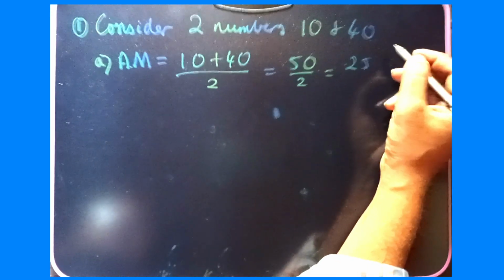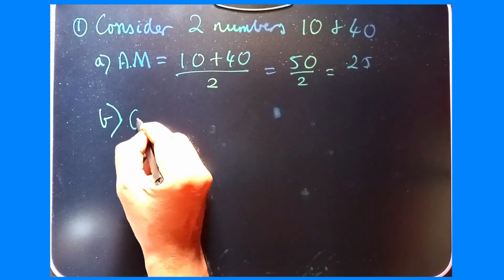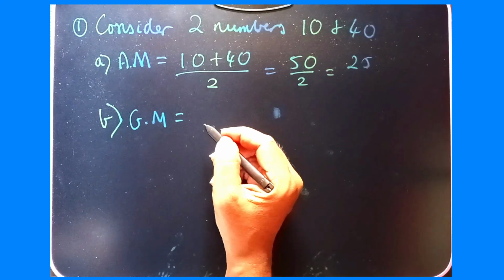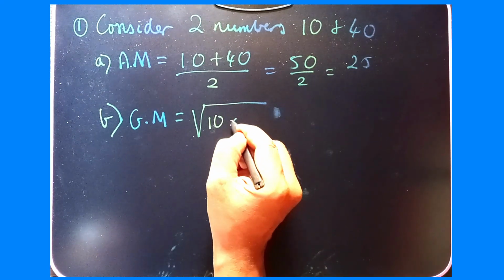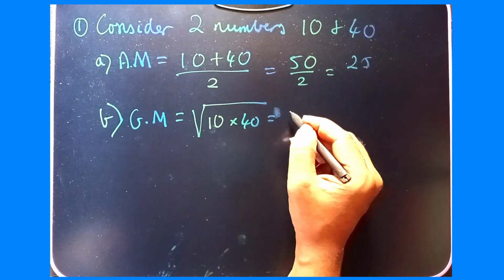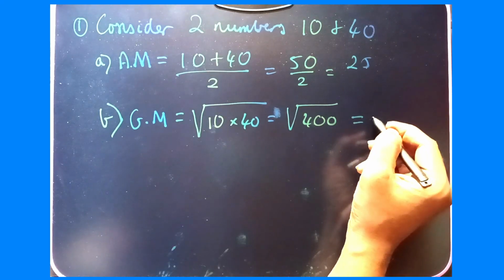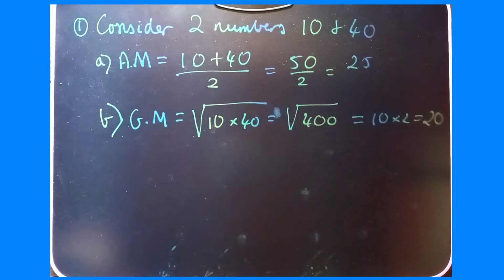Okay, this is arithmetic mean. So second problem, what is their geometric mean? Geometric mean will be the square root of 10 into 40. 10 into 40 is 400. So the square root of 400 is 20. This is their geometric mean. Right? Let us take one more problem.